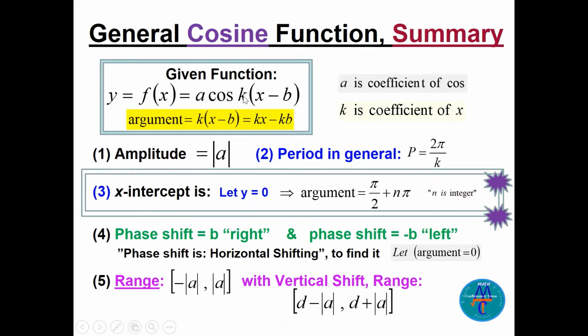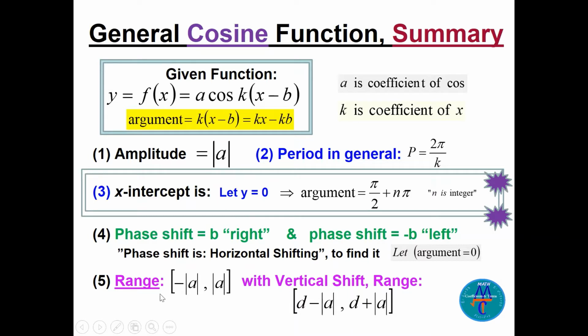Also, if you take k outside in the bracket, x minus b, you can see the phase shift b. If b is positive, it's to the right. And if it is plus b, the phase shift is minus b, it will be to the left. So that will be x plus something.